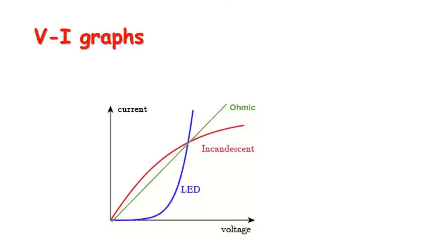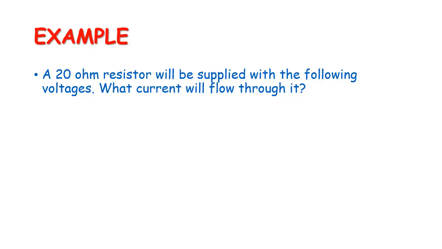So let's have a look at a basic example of how to use this equation. You've got a 20 ohm resistor. You want to work out what current's going to flow for some given voltages. If it's 2 volts, we want to rearrange V equals IR so that we've got I as the subject. So rearranging, I will equal V over R, and then we can substitute in. We've got 2 volts, we've got 20 ohms of resistance, so 2 over 20, 0.1 amperes of current can flow.